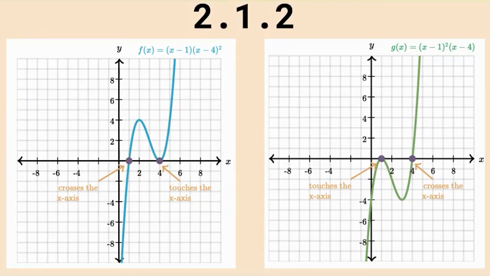Now if you compare that to the one on the right here, the x minus 1 is squared, so there's a bounce at x equals 1. Here, it's to the first power at 4, so it crosses it. I just want to show you the difference between them.